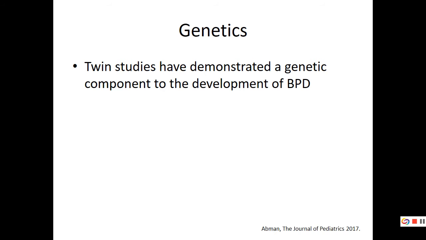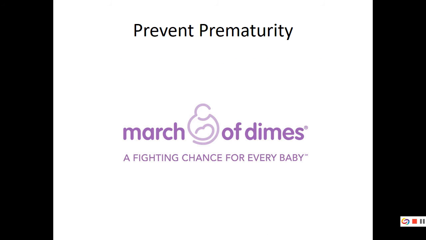Genetics, we know through twin studies that there is a genetic component to the development of BPD, and maybe in the NICU of the future there will be some genetic testing at birth if you're at high risk, and we'll be able to subcategorize you and say you're at X risk. I don't know, but I imagine that kind of thing will happen, maybe not in my lifetime, but perhaps in the future. Preventing prematurity, that's what the March of Dimes major mission is now.